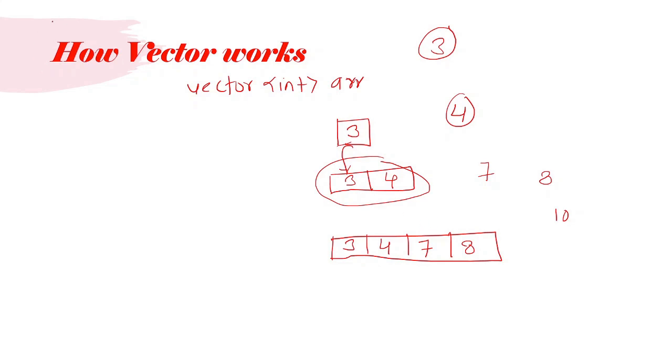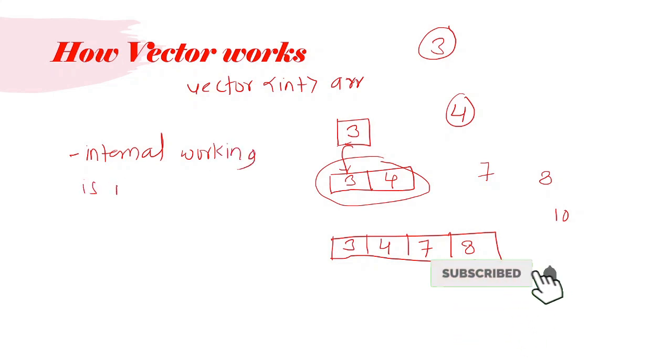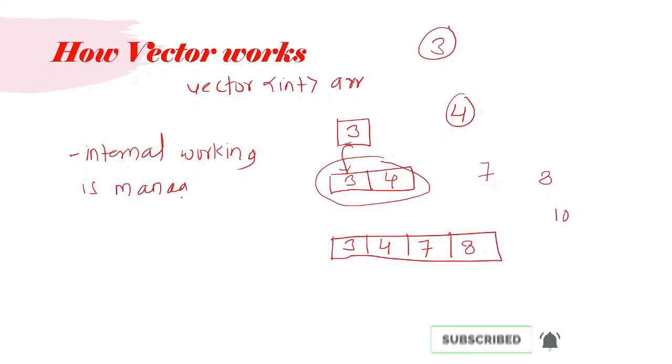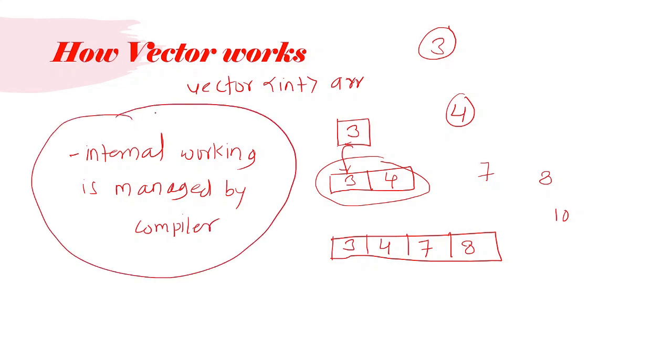Do remember that the internal working is managed by the compiler, not by the user. This is the big advantage of using a vector. This is the reason why vectors are considered dynamic, because the growing and shrinking of the size of a vector takes place automatically, which is mainly managed by the compiler. I hope this concept is clear to you.